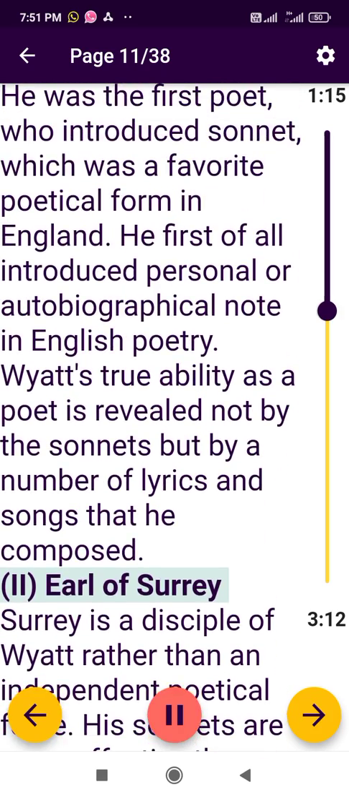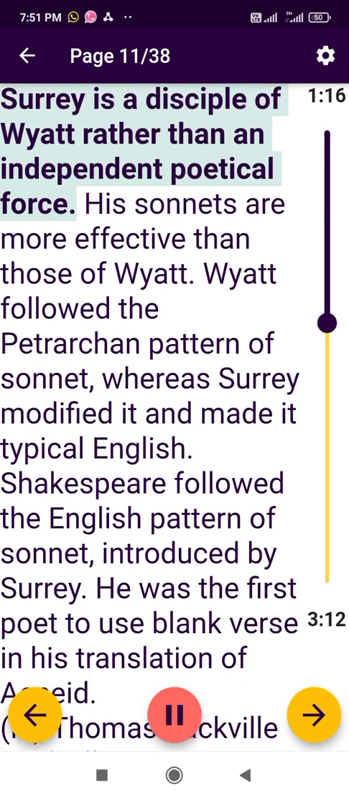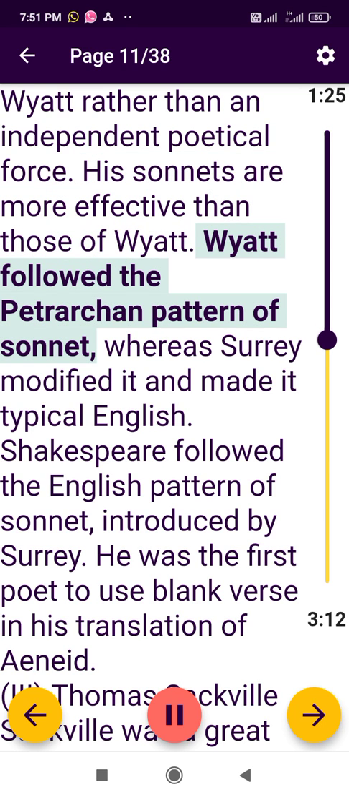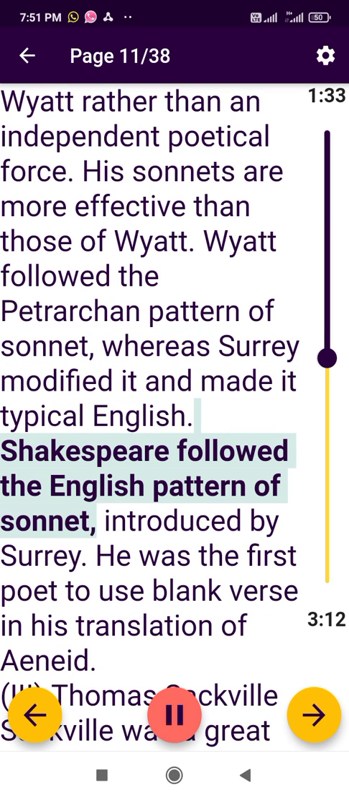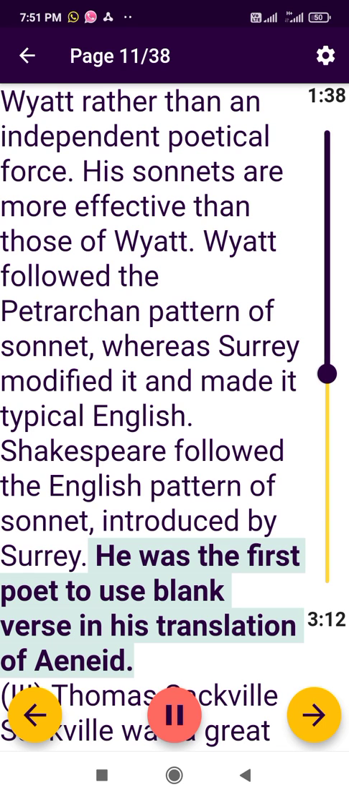II. Earl of Surrey. Surrey is a disciple of Wyatt rather than an independent poetical force. His sonnets are more effective than those of Wyatt. Wyatt followed the Petrarchan pattern of sonnet, whereas Surrey modified it and made it typically English. Shakespeare followed the English pattern of sonnet, introduced by Surrey. He was the first poet to use blank verse, in his translation of the Aeneid.